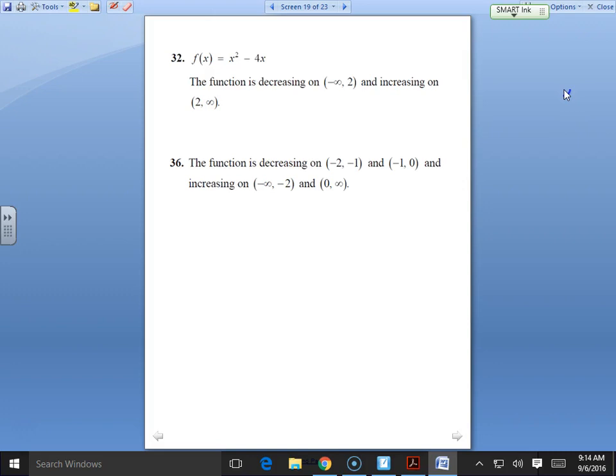Number 36, decreasing 2 different places, increasing 2 different places. They combined it with an and. If you want to be super mathematical, you can combine it with a union symbol or with a comma. I will take any. Okay? Just don't necessarily write them next to each other. That's a little awkward. Separate it somehow. Comma and. That's good. A couple more seconds.